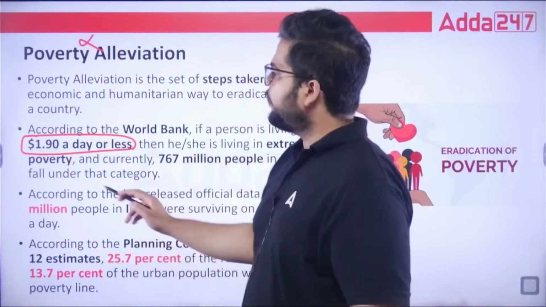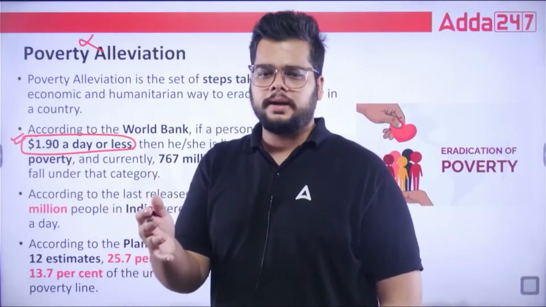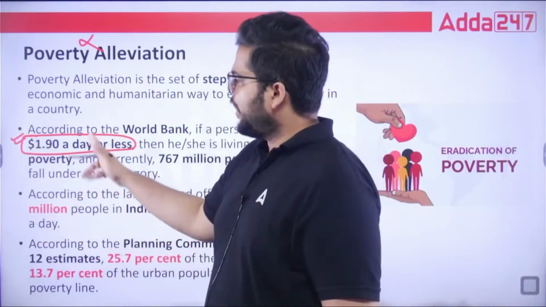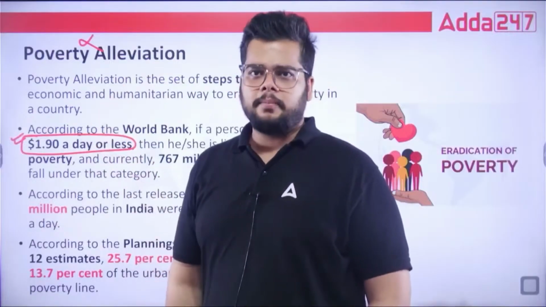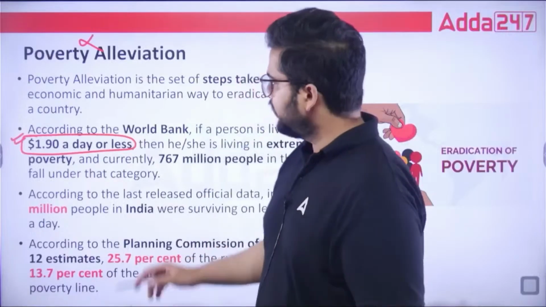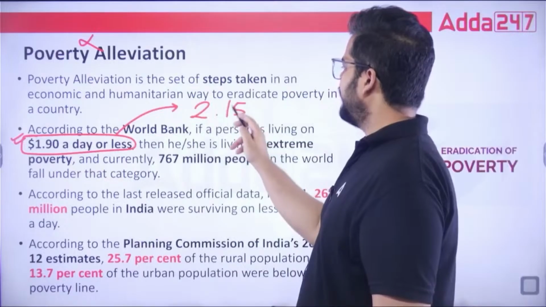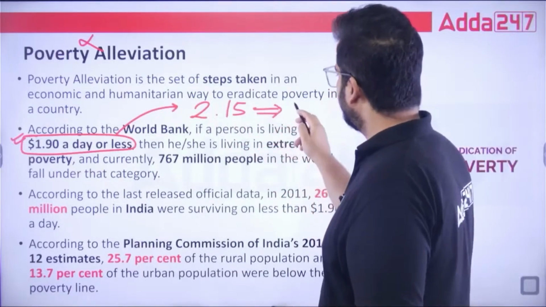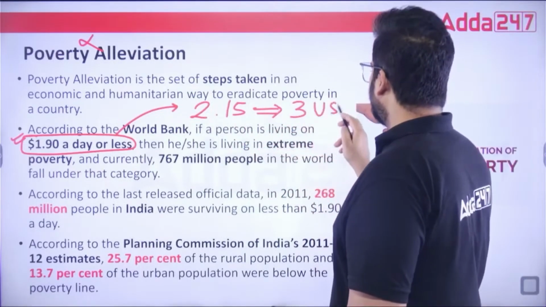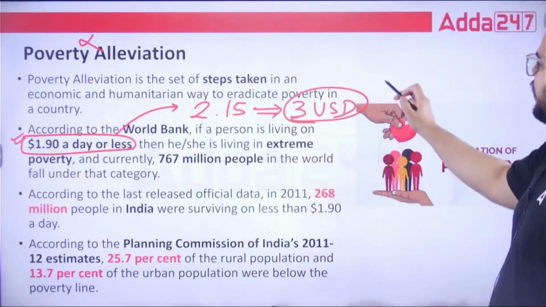Here 1.90 has been written deliberately because all of you who are studying from the books, it might be there as 1.90 in your book, but it has been changed twice. Once it has been made 2.5, and now the latest number is $3 per day. This is the number which you must remember for your November exam.